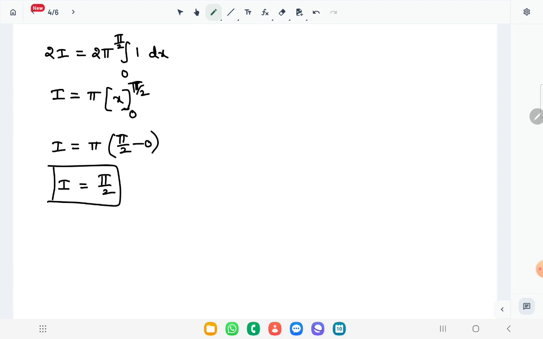Integral 1 dx, we can cancel here 2 and 2. So I is equal to pi times integral of 1, which is nothing but x, with limits 0 to pi by 2. Apply upper limit minus lower limit. So you will get I is equal to pi into pi by 2, which is nothing but pi square by 4, your final answer.